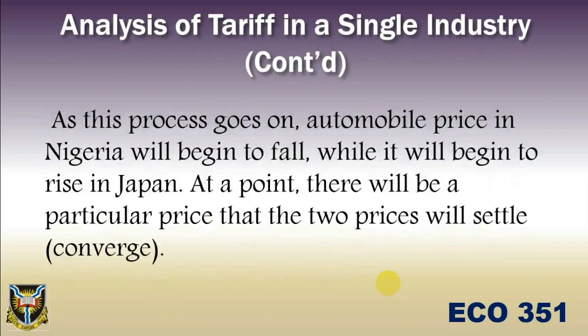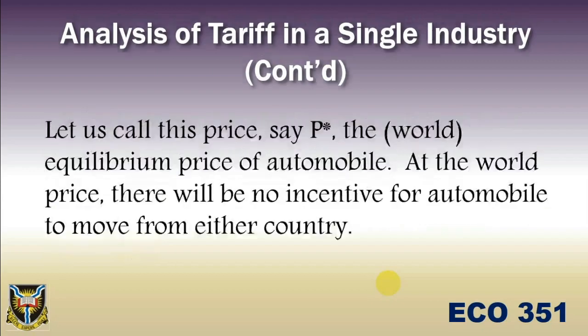As this process goes on, automobile price in Nigeria will begin to fall, while it will begin to rise in Japan. At a point, there will be a particular price at which the two prices will settle. Let us consider this price, say P*, as the equilibrium price of automobile. At the world price, there will be no incentive for automobiles to move from either country.